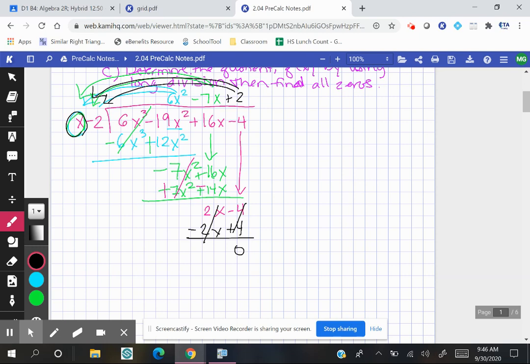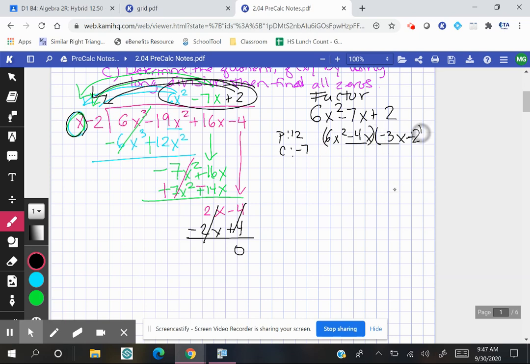But I want to find all of my zeros. So now I know I've got this 6x squared minus 7x plus 2. So I'm going to take that because I know that times x minus 2 gives me my original. So I want to factor this using p's and c's. So my p would be 12, my c would be negative 7. Make it into 4 terms, blank x plus 2. And we've got our two numbers would be negative 4 and negative 3.